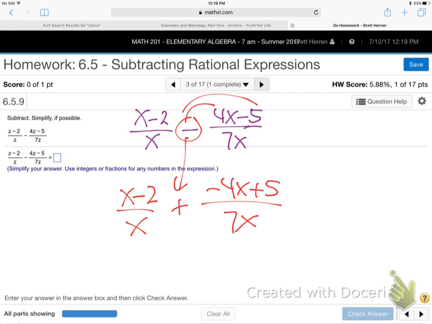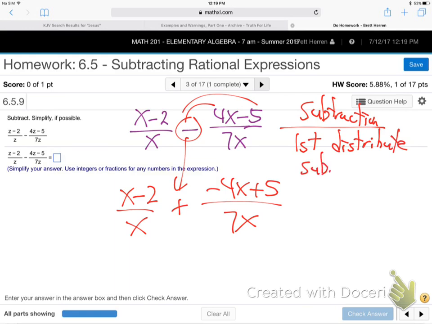So that's what I'm saying to do first. On subtraction problems, first distribute the subtraction to the upper right and change to add, because the minus sign has left. The minus sign is gone, so change it to adding. Everybody good? The rest is normal.